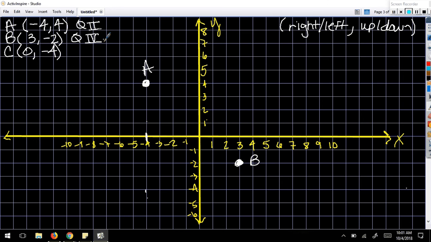Okay, C. Several of you have talked about point C. 0 means I don't go left or right. I stay at the origin. Straight down. So it's not in a quadrant, that's right, it's on the axis.